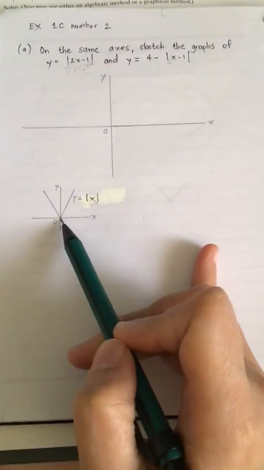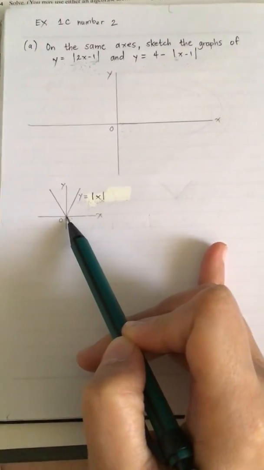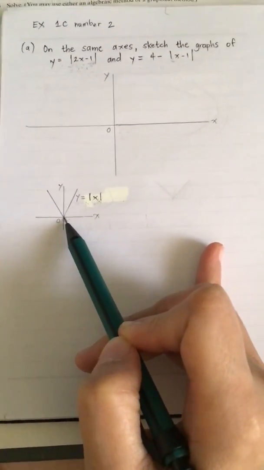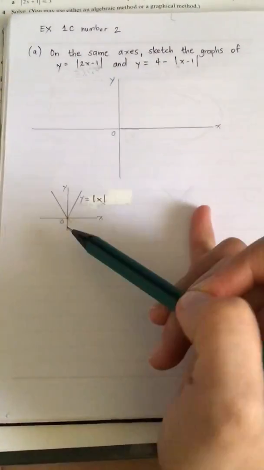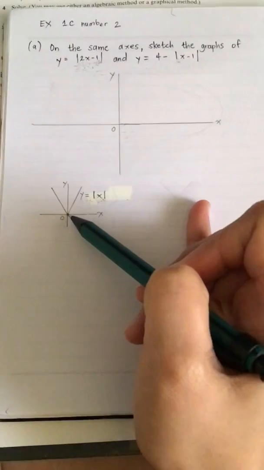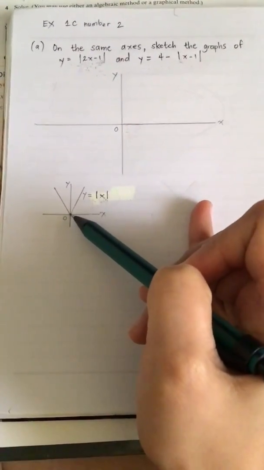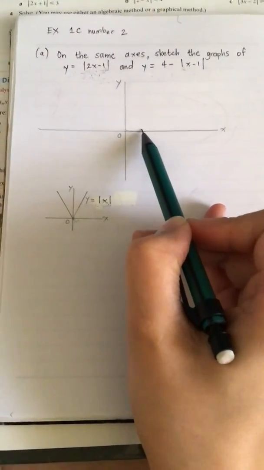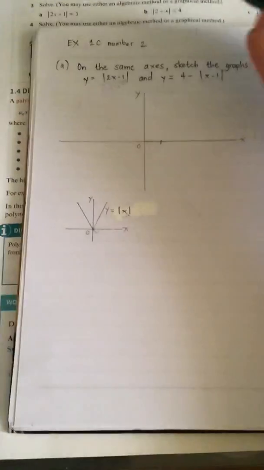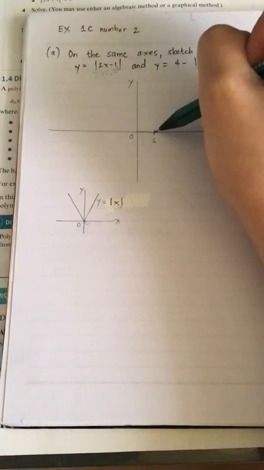Which means the vertex (0, 0) will be translated by (1, 0) because of the minus 1. What does that mean? From (0, 0), the vertex will go to the right by 1 unit. So from (0, 0), it will go to (1, 0). So let's say this is the 1. Okay, because of the horizontal translation.